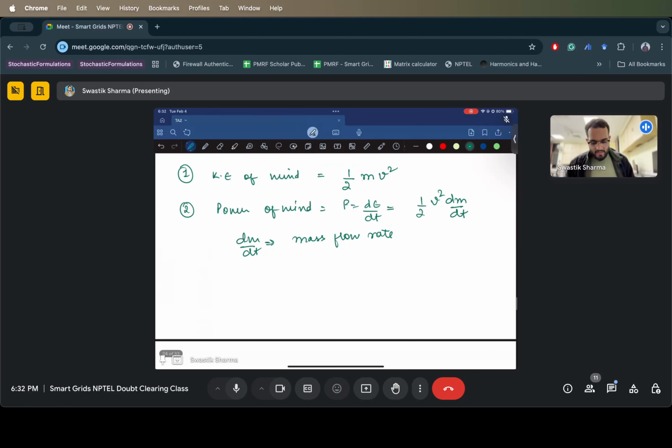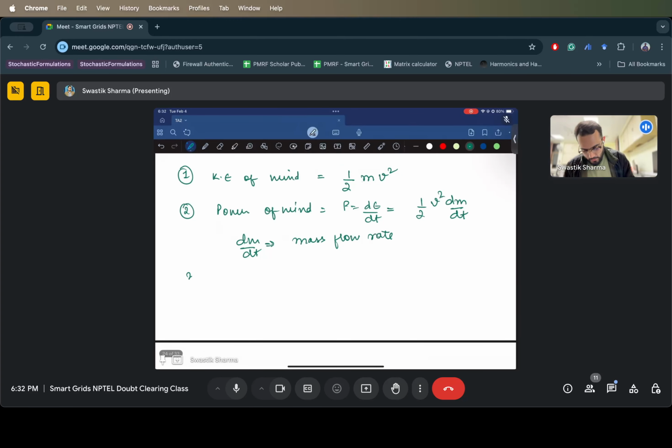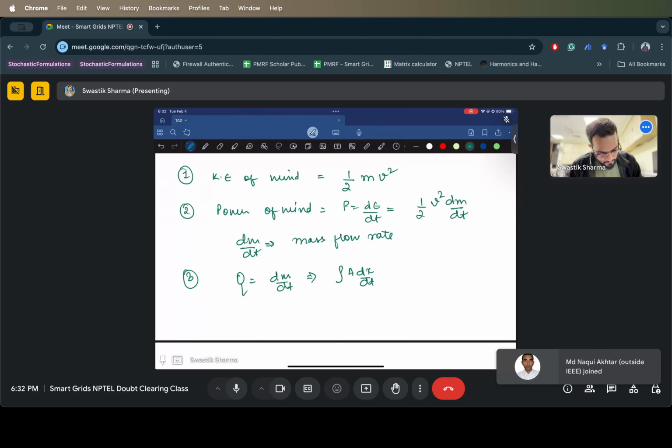It is quantified differently for wind. I'll tell you how. So the mass flow rate, also called Q, which is dm by dt, its practical significance comes from the fact that it is rho a dx by dt. Now I'll just give you intuitively how we arrived at that.